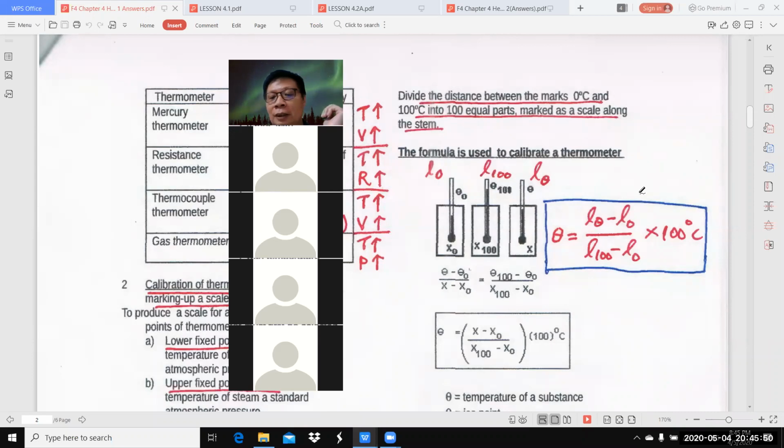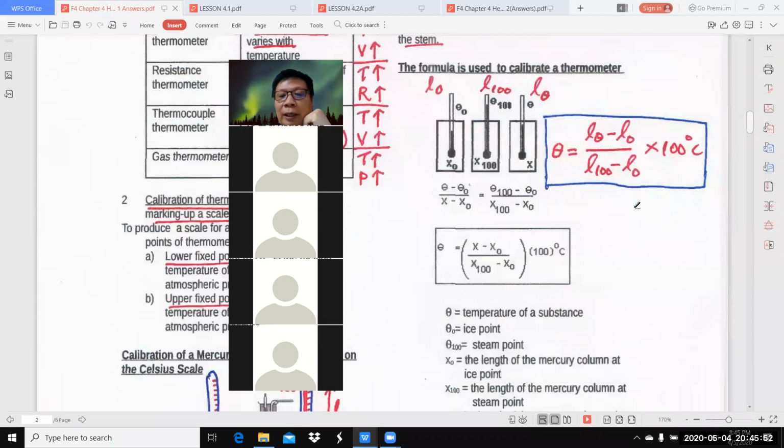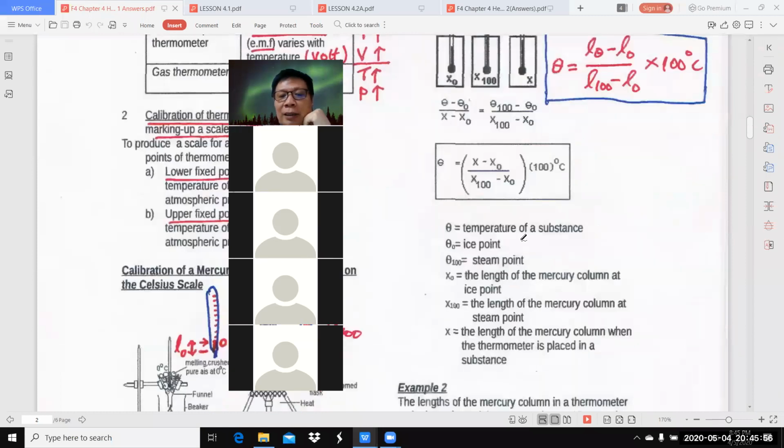Now look at one example here. These few things you learn first. Theta is the temperature of the substance, 0 is the ice point, 100 is the steam point. L0 is the length of mercury at the ice point. L100 is the length of mercury at the steam point. X is the length of mercury when the thermometer is placed where you want to find the temperature.